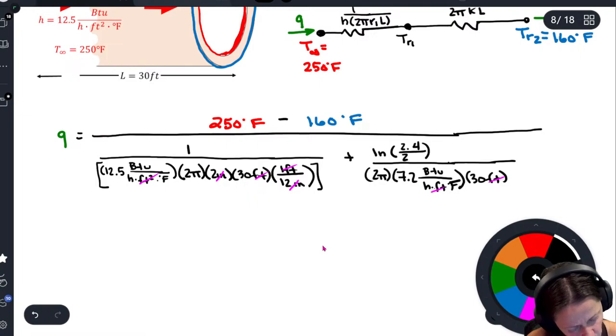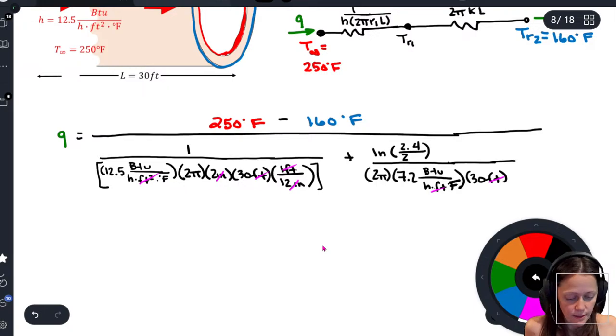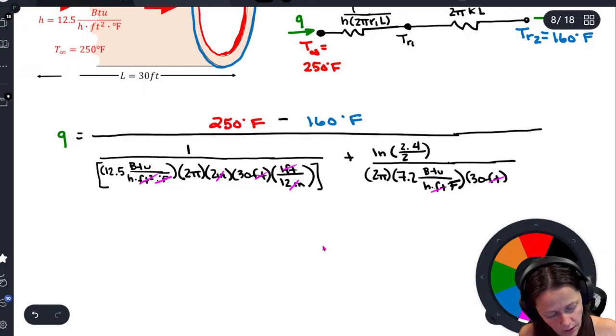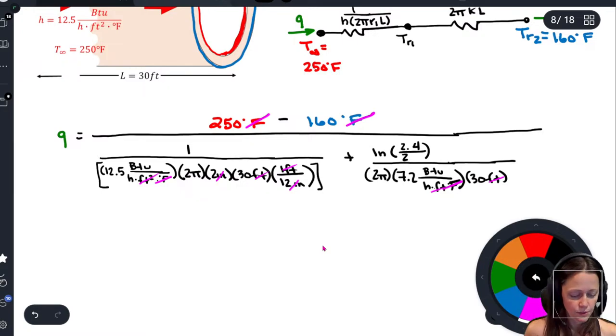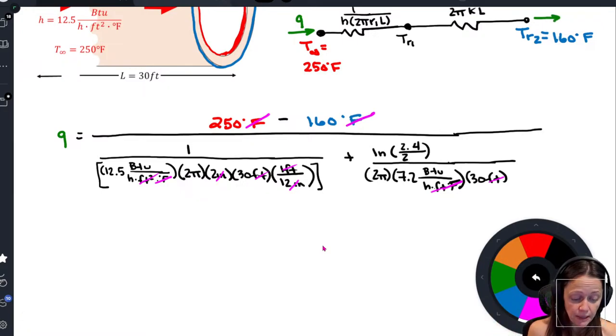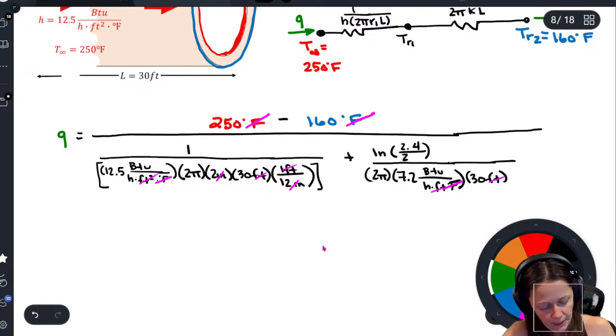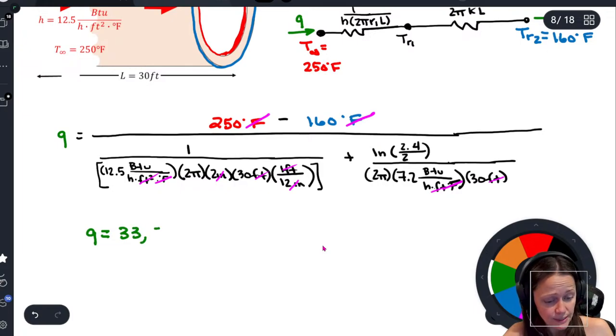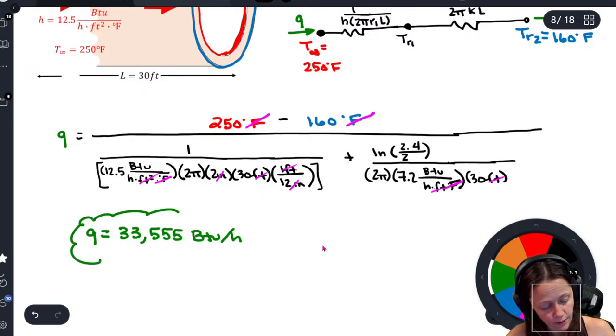Realize this doesn't even look like Fahrenheit anymore. And then the Fahrenheit is actually going to go away as well. Those Fahrenheit will cross out those Fahrenheit. And so I should be left with BTU per hour as a unit. And so my Q ends up being 33,555, and it's BTU per hour. And then I'll put a happy little cloud around there.